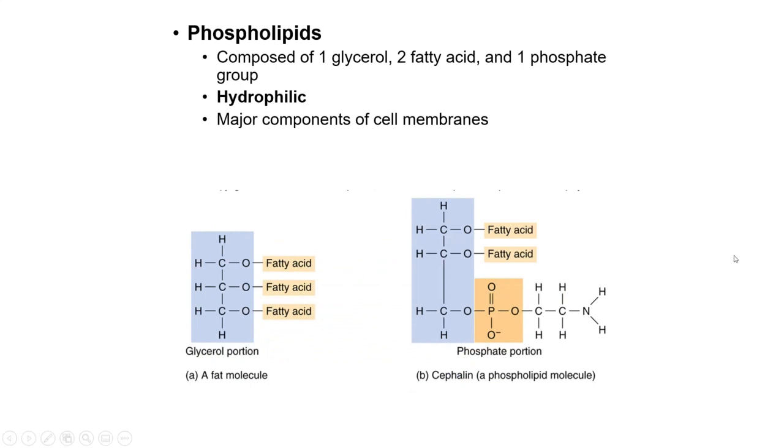All right, then we have phospholipids. These, like I said, are found in the cell membrane. They are composed of one glycerol, two fatty acids, and one phosphate group. They are hydrophilic, meaning water-loving. And it depends on the tail and the head and how they associate to water, and we'll talk about that when we get to the cell membrane. They all come together in a certain way because they are hydrophilic and actually hydrophobic at the same time. The head is actually hydrophilic, the tail is hydrophobic.